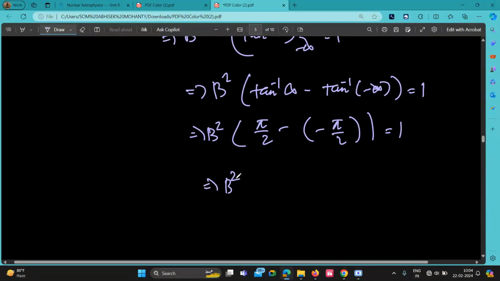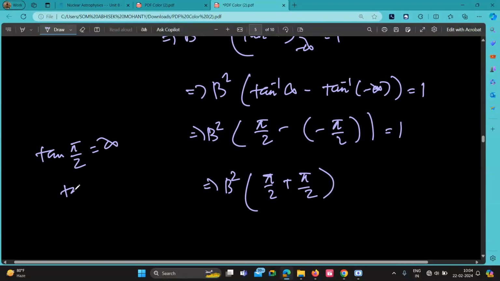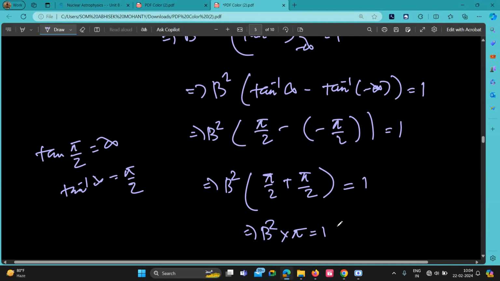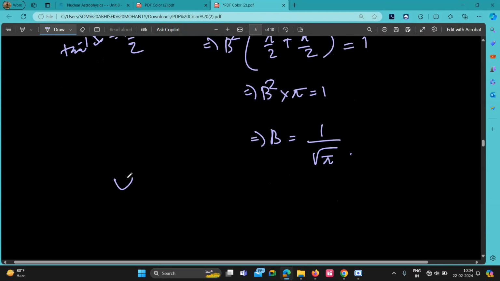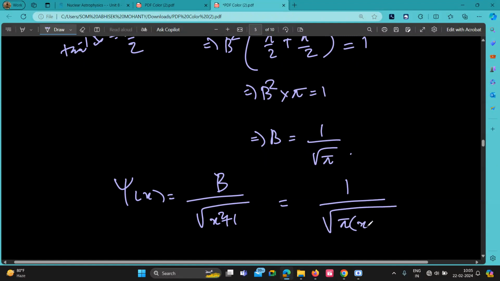So b square into (pi by 2 plus pi by 2). Tan pi by 2 is undefined or infinity. So tan inverse infinity is what? Pi by 2. Exactly the same for minus pi by 2, is equal to 1. So b square into pi is equal to 1. So b is equal to what? 1 by root pi. b is equal to 1 by root pi. Okay. So the wave function becomes what? Psi x is equal to b by root over (x square plus 1). So it becomes 1 by root over of pi into (x square plus 1). Is it clear?